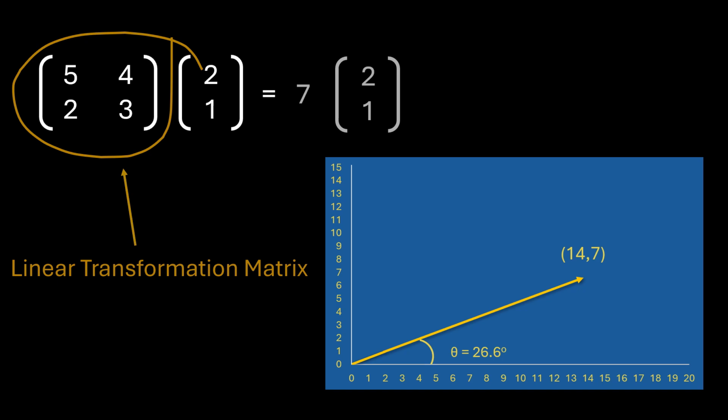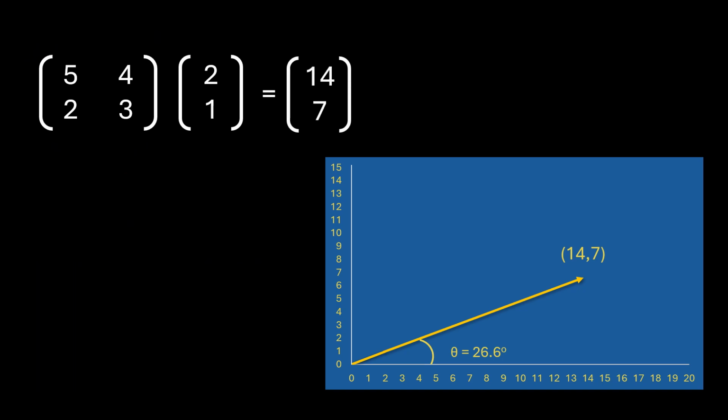Now, a linear transformation matrix can also change the direction if it is multiplied with a vector that is not an eigenvector. So what happens if I change the linear transformation matrix and use this new matrix now? 6, 4, 2, 5. Now the result will be 16, 9.